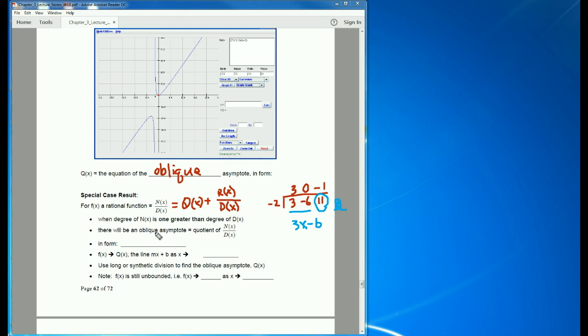And your q of x is always going to be in the form of a line, y equals mx plus b. And that's what we just found, that f of x is going to approach q of x, the line mx plus b, as x approaches plus or minus infinity.